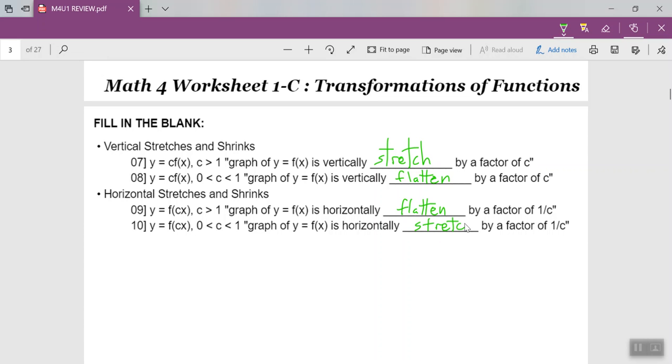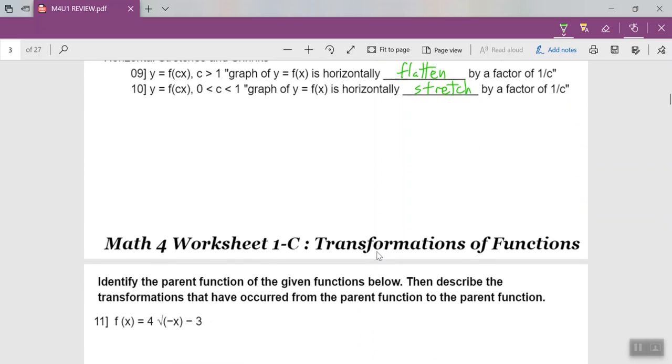Now, having said all of that, quite honestly, most of the answers you're going to see are more connected to vertical than horizontal. I think we had one example in the homework that had technically horizontal stretching, but most of the time you're going to be dealing with vertical stretching or flattening.